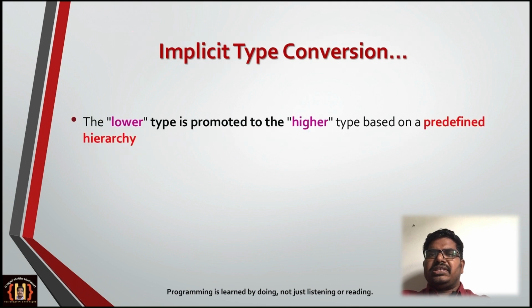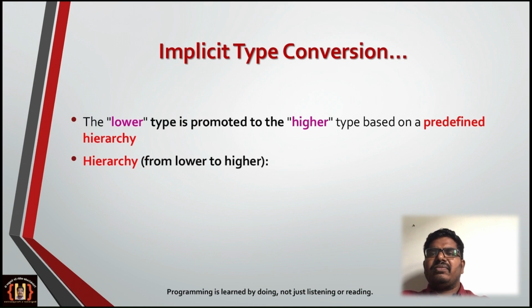Coming to implicit type conversion, automatically the lower data type is promoted, that is, converted to a higher data type, based on a predefined hierarchy. That means the compiler cannot convert any type to any other type here. There is a predefined hierarchy, so it only converts a lower data type to a higher data type. Lower and higher in terms of what? Their sizes, basically the number of bytes.